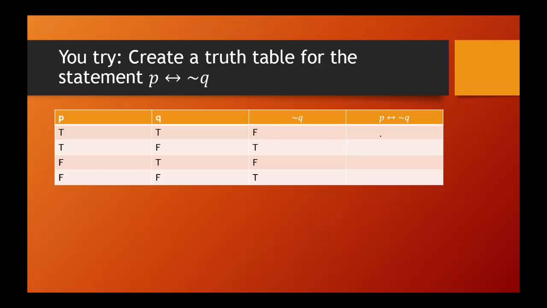Basics: true, true, false, false, true, false, true, false. And then the not Q was false, true, false, true. I'm comparing the first and the third columns, and I just look, do they match? So true, false doesn't match, that's false. True, true matches, that's true. False, false matches, that's true. And then false, true will be false. So you can see, when they match, I say true. When they don't match, I say false.